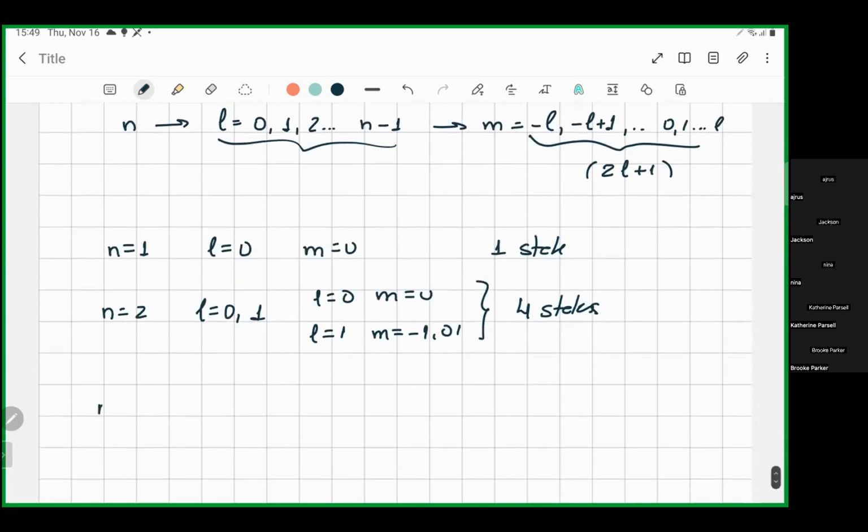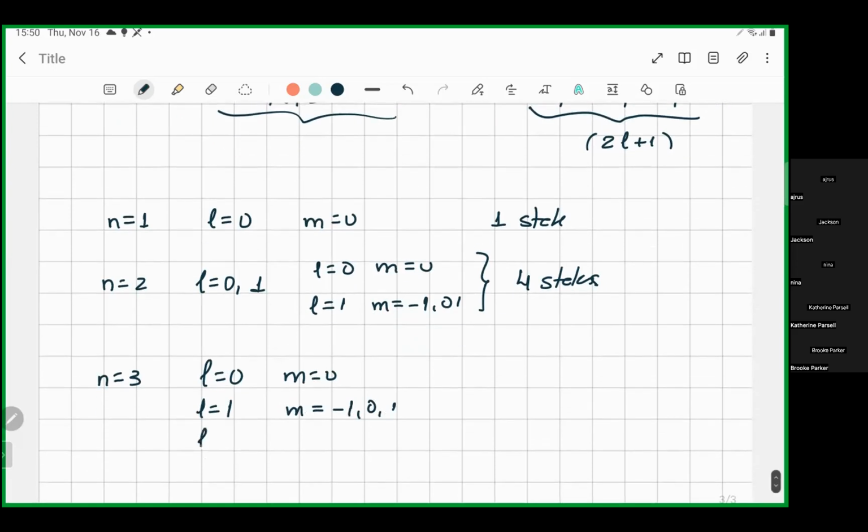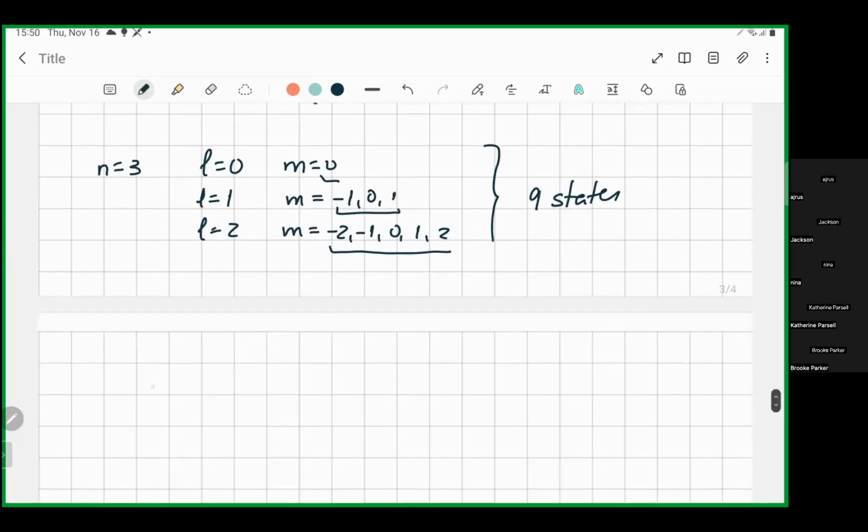And then if you do n equals 3, you see that things start becoming a nightmare. Because for L equals 0, we have M equals 0. For L equals 1, we have M minus 1, 0, and 1. And for L equals 2, we have M minus 2, minus 1, 0, 1, and 2. If you count, here we have 5, here we have 3, here we have 1, and now we have 9 states. And if you continue with this game, you're going to realize that for each n, there are n squared degenerate states.